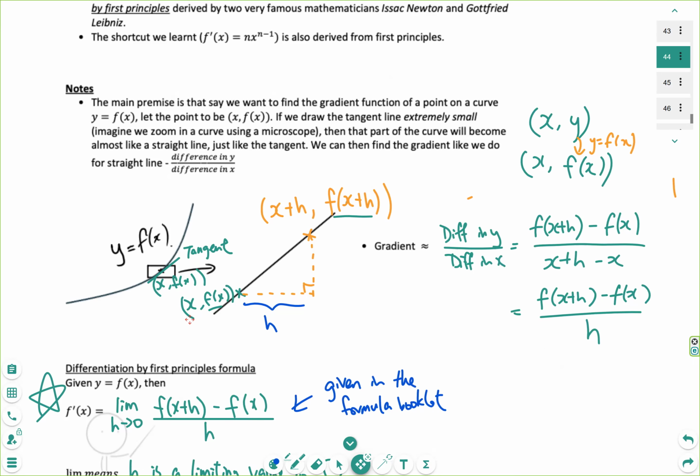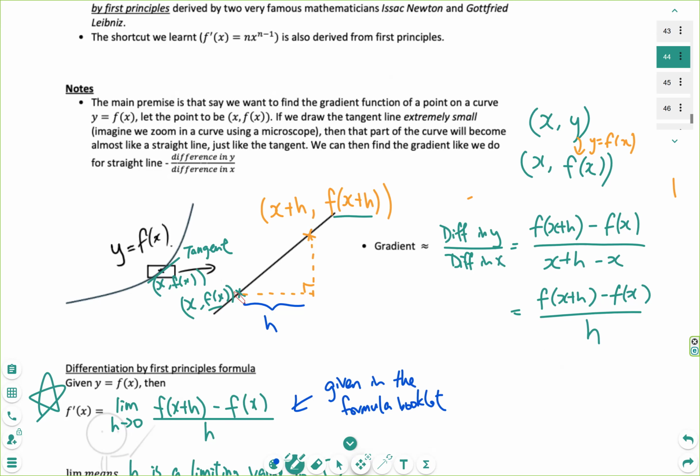And then we assume that the coordinates are x, f of x. Now remember, because this point has been zoomed in a million times, that means these two points, x, f of x and x plus h, f of x plus h, even though they seem quite far apart on the line, technically on the curve are very, very close because we're zooming a million times. So that distance here, we call it h.